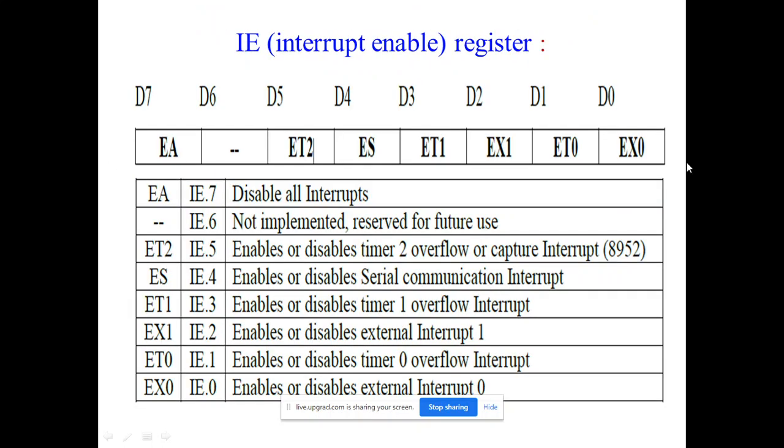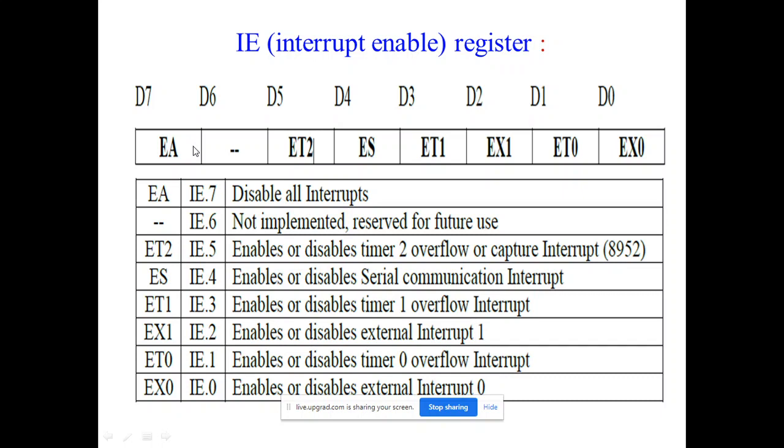And for that, just see this figure. Here, this is an 8-bit register. IE, that is the interrupt enable register, is an 8-bit register. Now, each bit is allocated for a specific interrupt source. We know that there are 6 interrupt sources. Out of that, 5 are maskable, and reset is non-maskable. We can't disable it. Now, these are the 5 sources. Bit number 6 is not used. Bit number 7 is for EA, that is enable all or disable all.